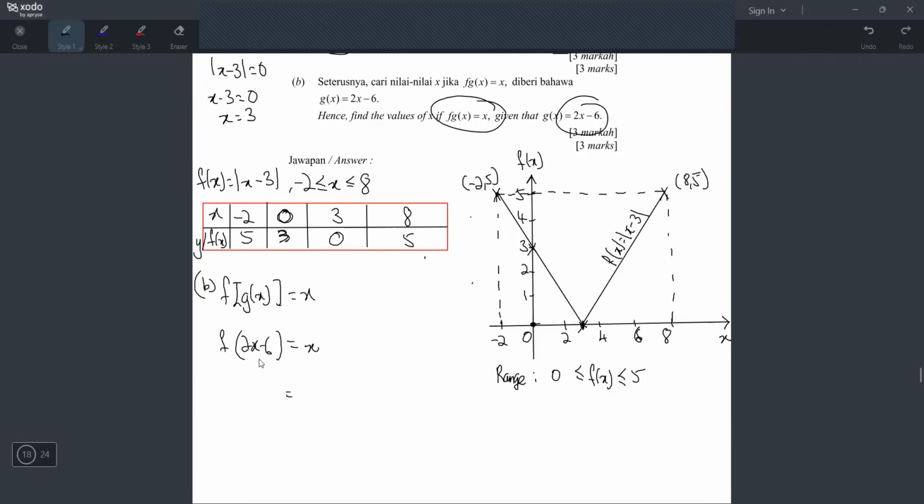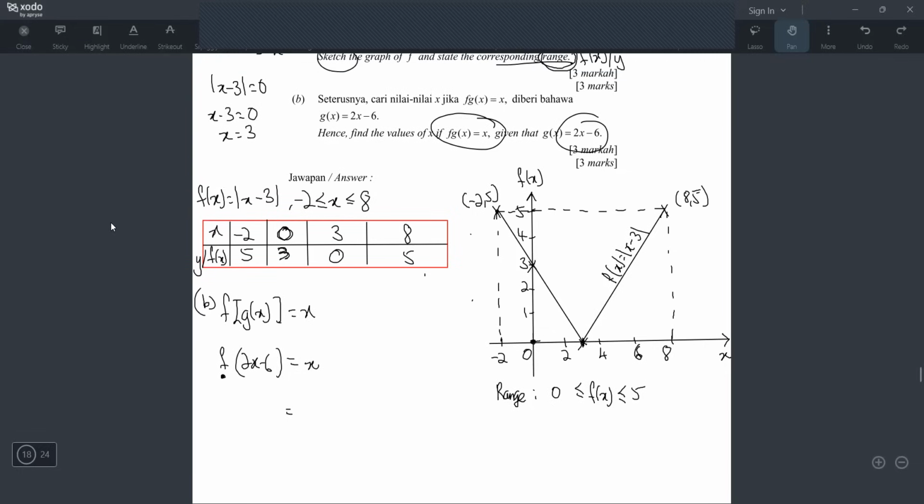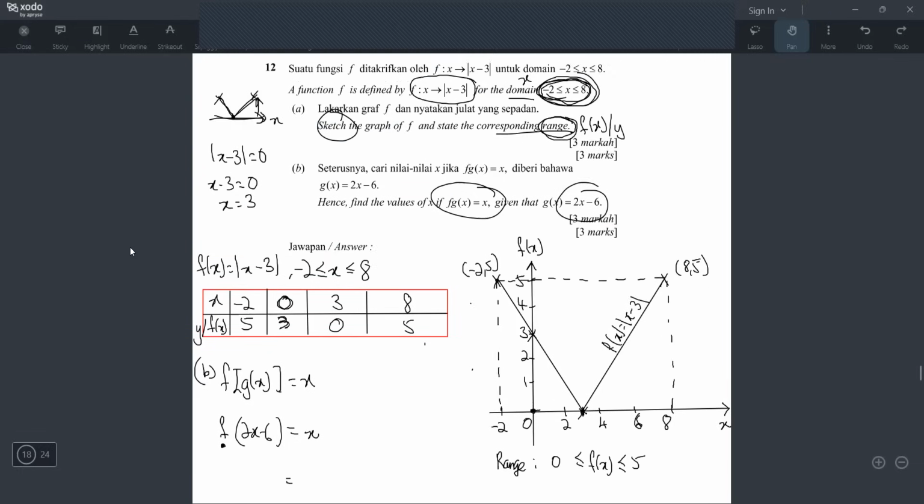After you get here, you have to do the outside function. Just now you already did the inside function, which is g(x). And after you substitute, you realize you cannot continue. So now you will do the outside function, which is f. But do you have f? If I don't have, I have to let it be. The answer is yes, I have, because my f(x) is modulus x minus 3.